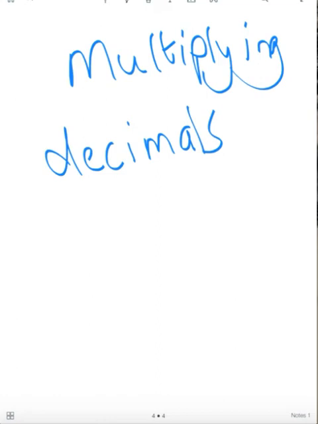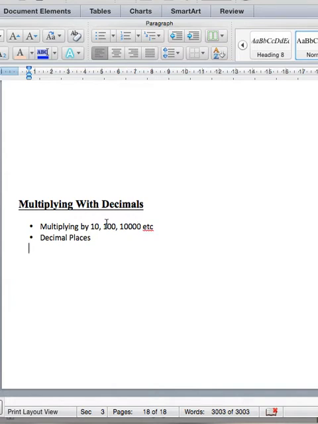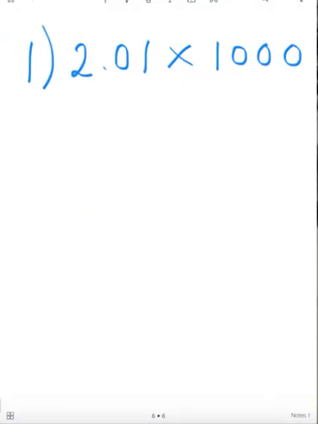Hi, this session is on multiplying decimals, and let's just cover a few keywords and key skills you may need to know for this. So let's just quickly recap these two important points. The first one is what to do when we multiply by 10, 100, 1,000, etc. So we have looked at this in class, but it's just important to make sure we understand how to do that and how we move the decimal. And also what we mean by decimal places. That's another important keyword that you'll come across.